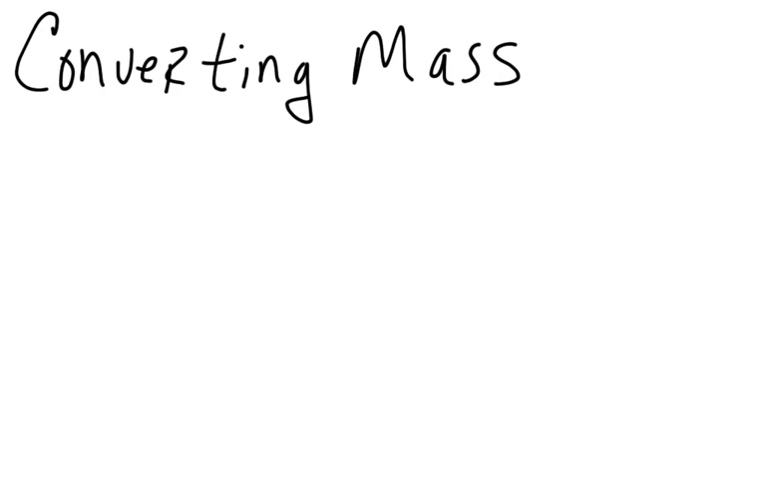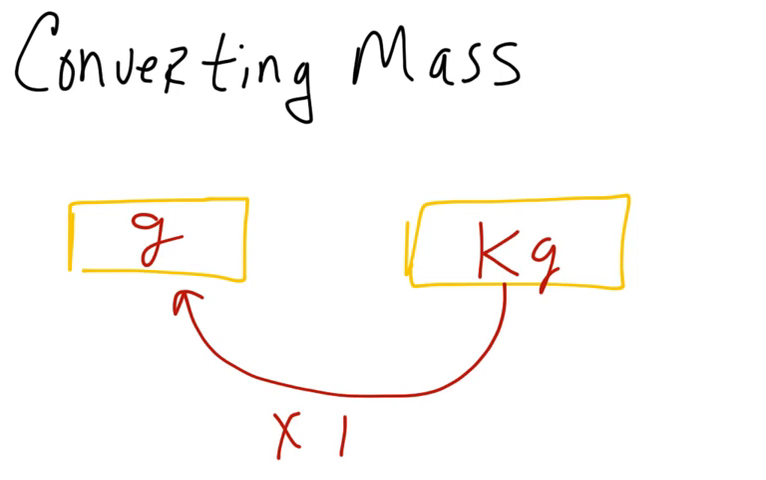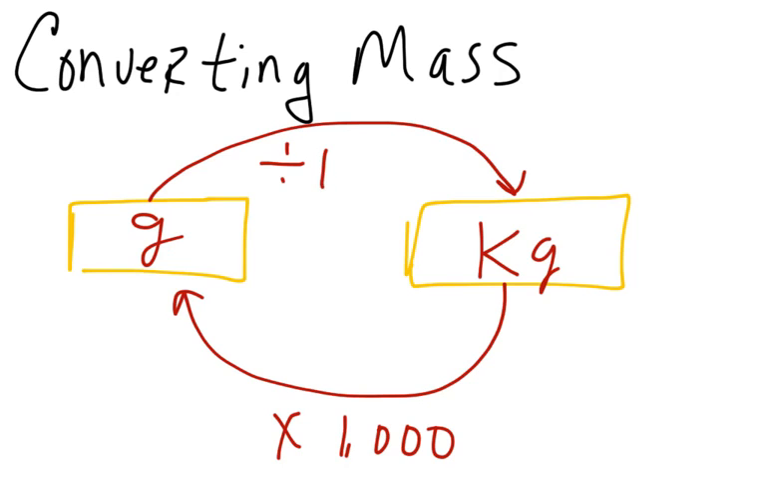So now let's talk about converting mass. Well, very simple, guys. Very simple. Boom. 2 boxes, grams, kilograms. Well, 1 kilogram, 1,000 grams. So multiply times 1,000. When we go from grams back to kilograms, we divide by 1,000. Very simple.